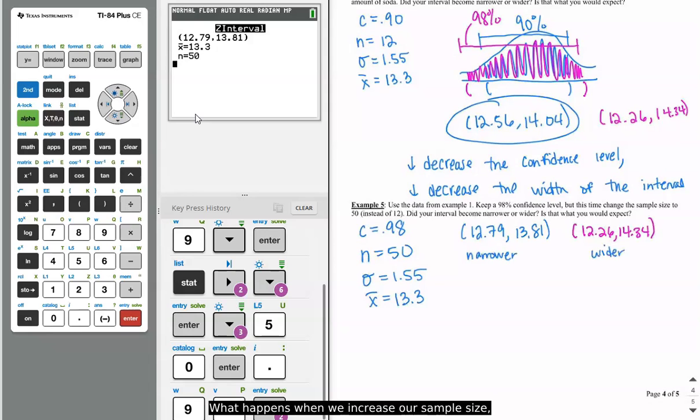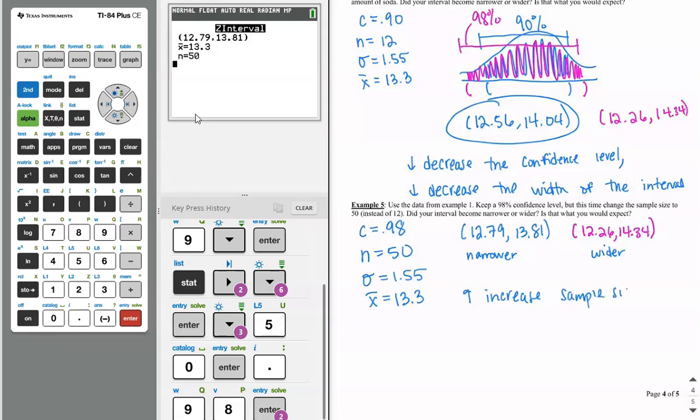So what happens when we increase our sample size? We get more values, and so we can be a little bit more precise with our estimate. And so we can actually narrow it. We're still 98% confident, but it can be a little bit narrower since I've sampled more from my population. So if we increase the sample size, it will decrease the width of the interval.